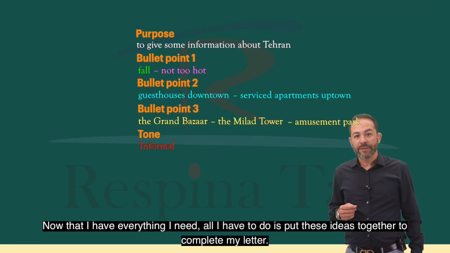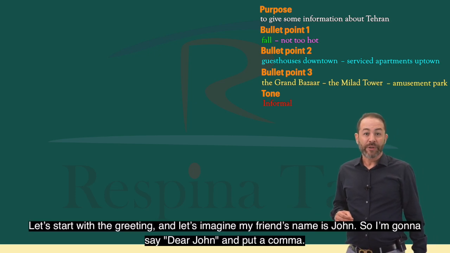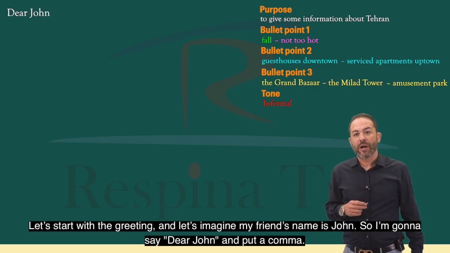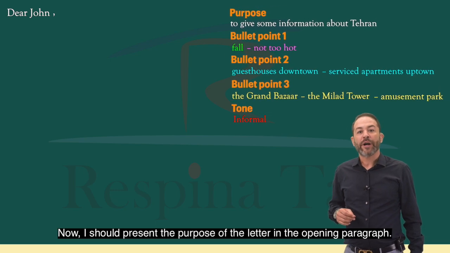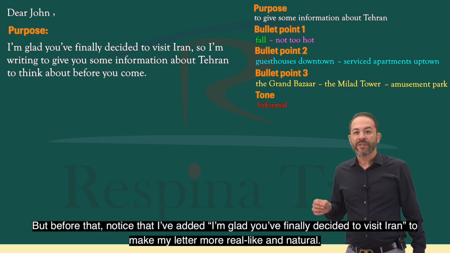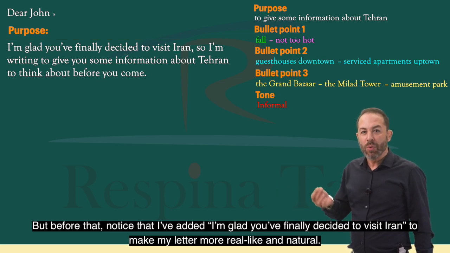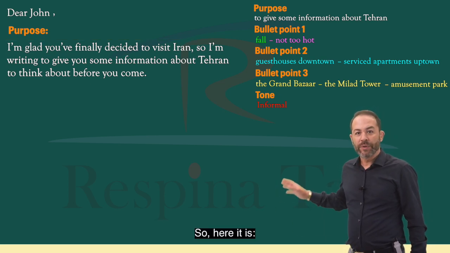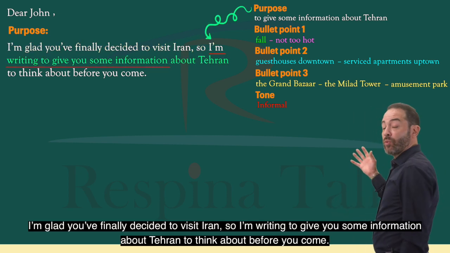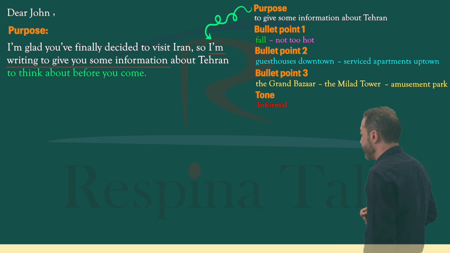Now that I have everything I need, all I have to do is put these ideas together to complete my letter. Let's start with the greeting, and let's imagine my friend's name is John. So I'm going to say, "Dear John," and put a comma. Now I should present the purpose of the letter in the opening paragraph. But before that, notice that I've added, "I am glad you've finally decided to visit Iran," to make my letter more real-like and natural. So here it is. I'm glad you have finally decided to visit Iran, so I'm writing to give you some information about Tehran to think about before you come.